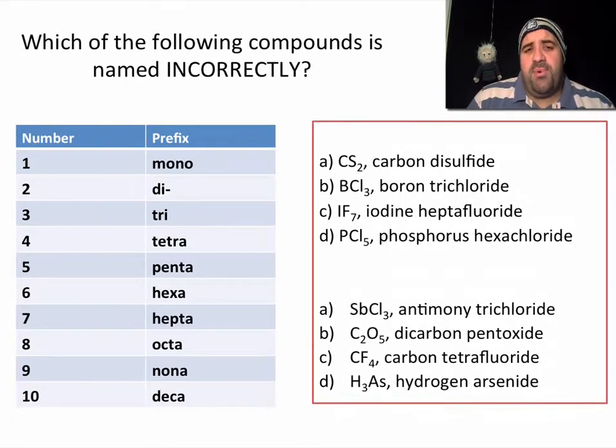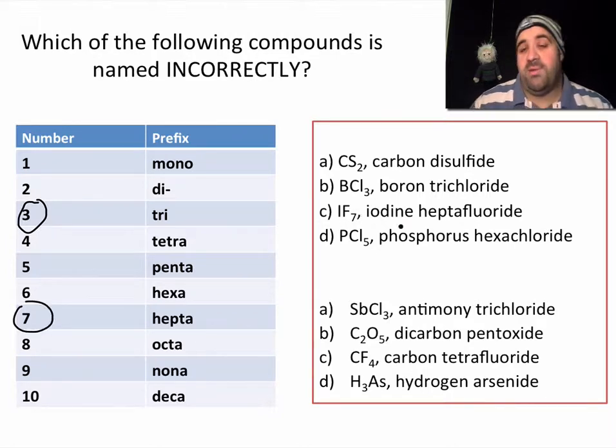So let's just do 2 more examples, and we'll call it a wrap. Which of the following compounds is named incorrectly? We have 2 cases. So A, B, C, or D, which one's named incorrectly? We have carbon disulfide, carbon, C, that's fine. Disulfide, well, we have 2. Disulfide, that's correct. Boron trichloride, well, there's boron, and we have 3, triangle, trichloride. Iodine heptafluoride, well, we have iodine, 1 I, that's fine. Heptafluoride, what's hepta? Hepta is 7, and we have 7.